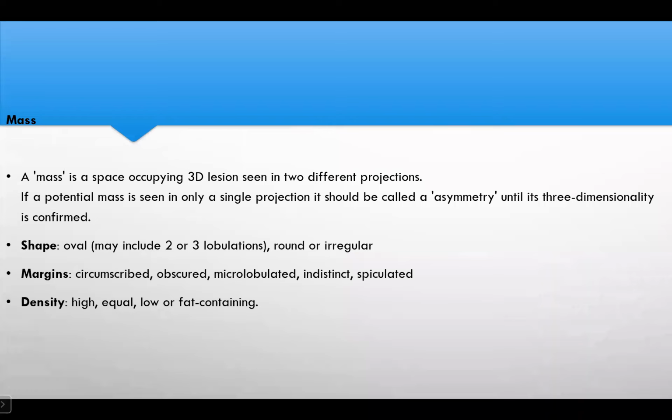The mass. A mass is a space-occupying lesion seen in a three-dimensional region in two different projections. If a potential mass is seen in only a single projection, it should be called an asymmetry until its three-dimensionality is confirmed. So when we detect a mass, we should define the shape of the mass, the margin, and the density.